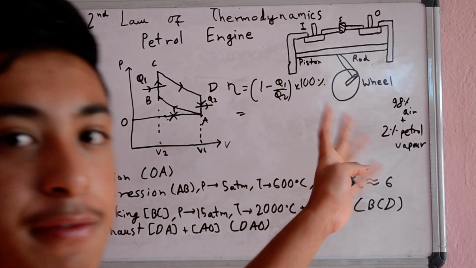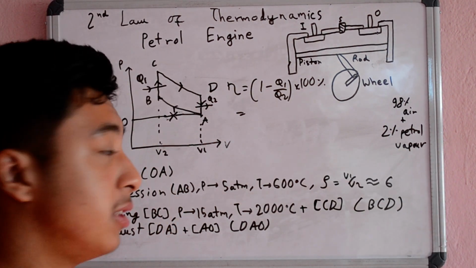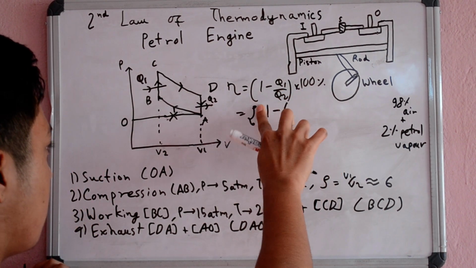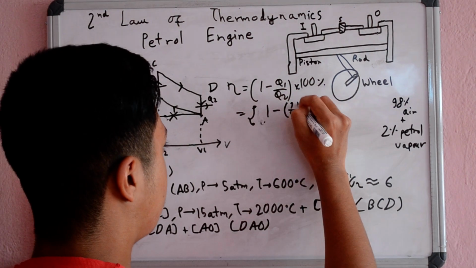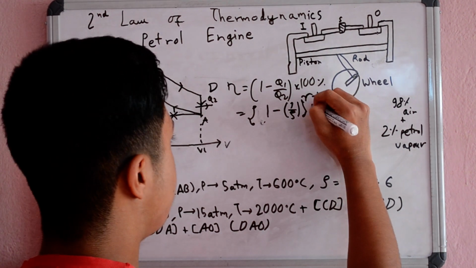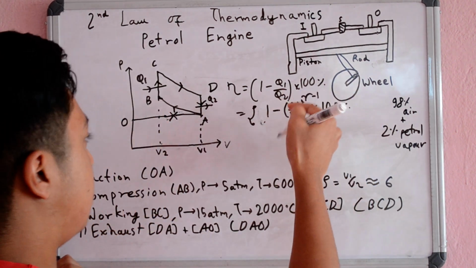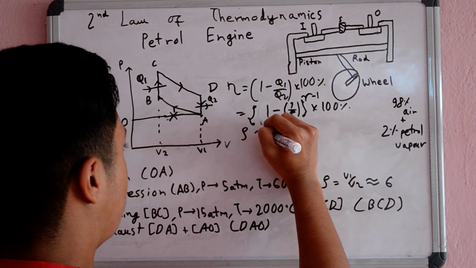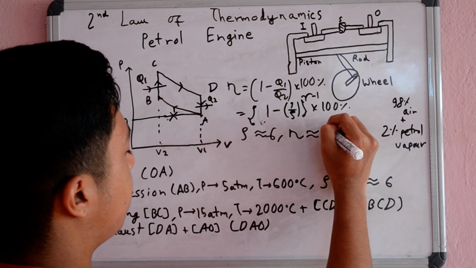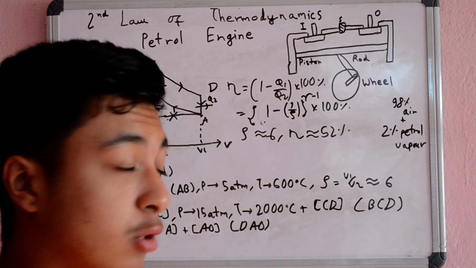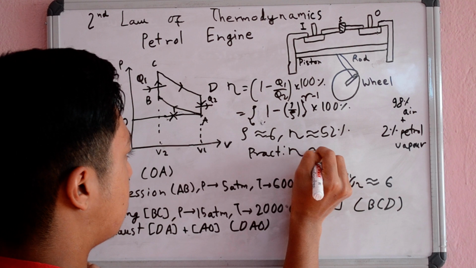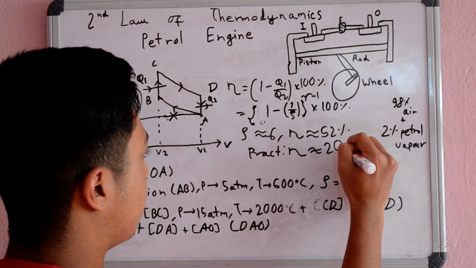But here, due to some derivation that we don't require for the SLC syllabus, this will be equal to 1 minus 1 by the compression ratio, whole to the power gamma minus 1, where gamma is the ratio of the specific heat constants, into 100%. Since we know that rho is almost equal to 6, the efficiency is almost equal to 52%. But in the practical world, in reality, the efficiency is almost equal to just 20%.